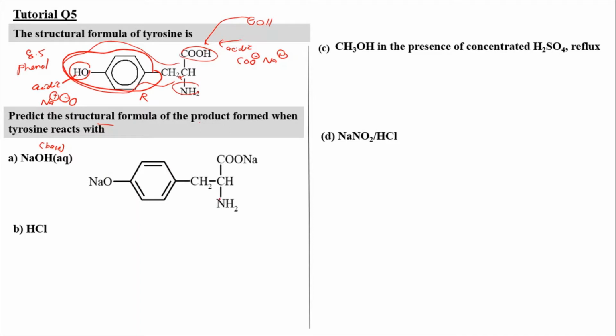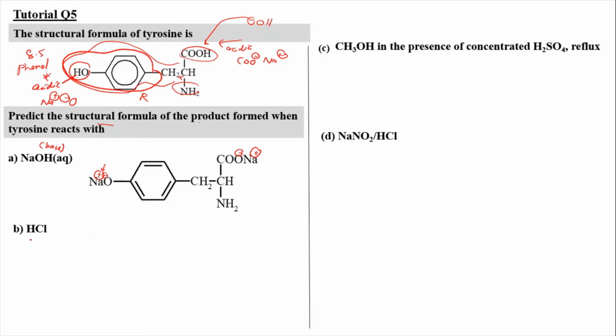So the answer is we're going to produce a COO minus and Na plus. So please include the charge here. And the same goes for the phenol part here, where we're going to produce O minus as well as Na plus. Okay, many of you will forget about the phenol part here. So ensure that you are not missing that part.